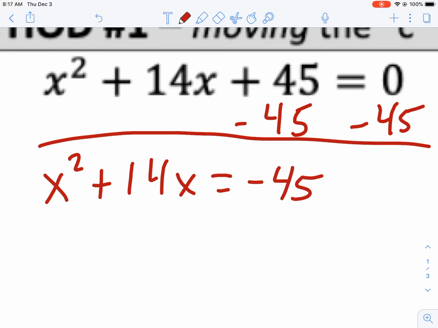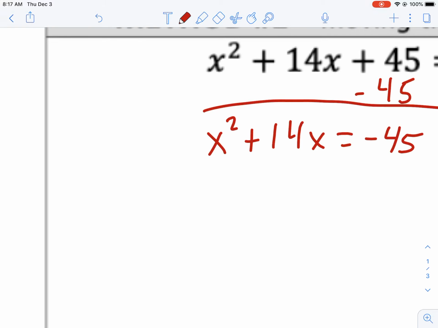And this is kind of different from other ways of solving. You usually want it to be equal to 0, but here you basically want the C value to be empty. And then we're going to figure out what we want to add to this side in order to make it work. That's where we're going to use our b over 2 squared. So b is 14. 14 divided by 2 is 7, and 7 squared is 49. So our magic C value that we want is 49.